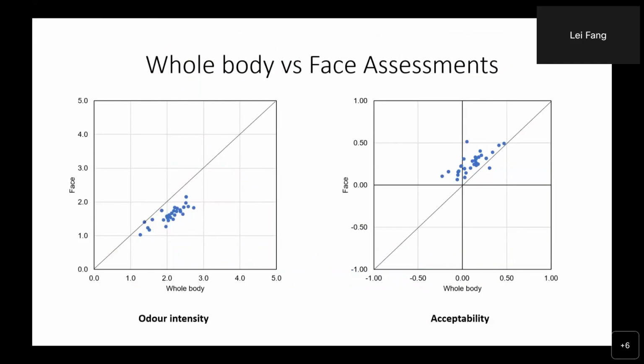For comparison between the whole body exposure and the facial exposure, we found that the facial exposure always assesses air quality as better than full exposure. This figure on the left-hand side shows the odor intensity. It seems facial exposure assesses the air as having a lower odor, and on the right-hand side it shows the facial exposure says the air in the room is more acceptable.